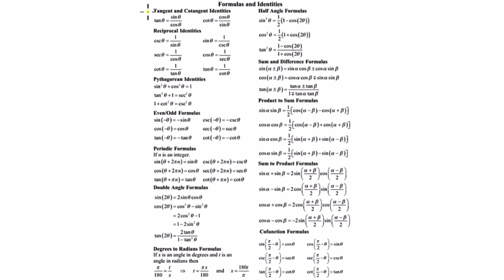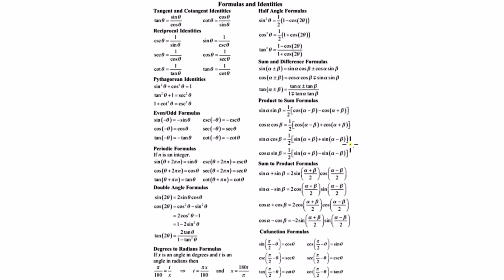In this video, we're going to derive the product to sum and the sum to product identities. If we look at the trig identity sheet, we've covered all of the fundamental identities, the sum and difference formulas, the cofunction formulas, and the double angle formulas. And now in this video, we're going to be deriving the product to sum and the sum to product formulas.